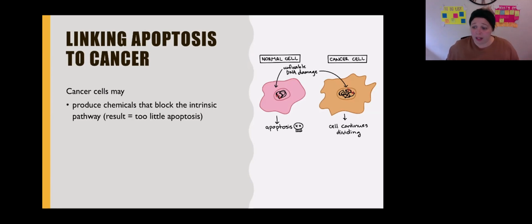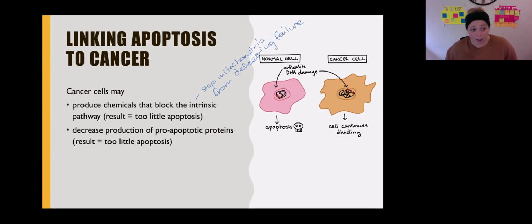So cancer cells can do a couple of things. They can either produce chemicals that block the intrinsic pathway. So they stop the mitochondria from detecting something wrong, from detecting failure. As a result, you get too little apoptosis.